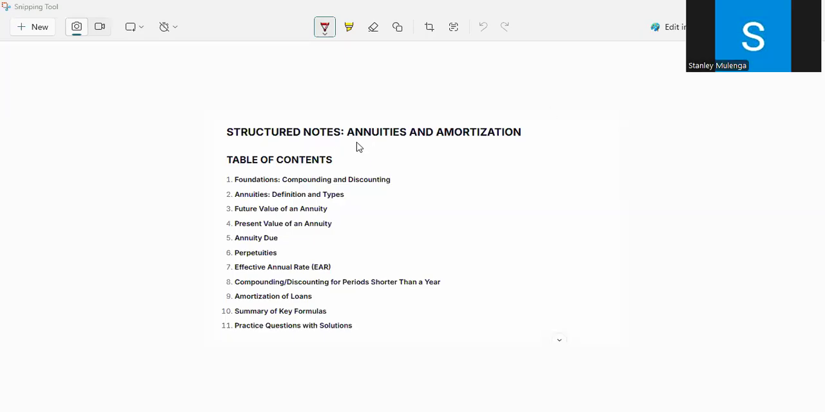Our session today, we'll look at annuities and loan amortization. Basically, our coverage will seek to cover as much as possible, starting from what to compound is, what to discount is, and the types and definitions of annuities. We have a future value of an annuity, present value of an annuity, and annuity due.